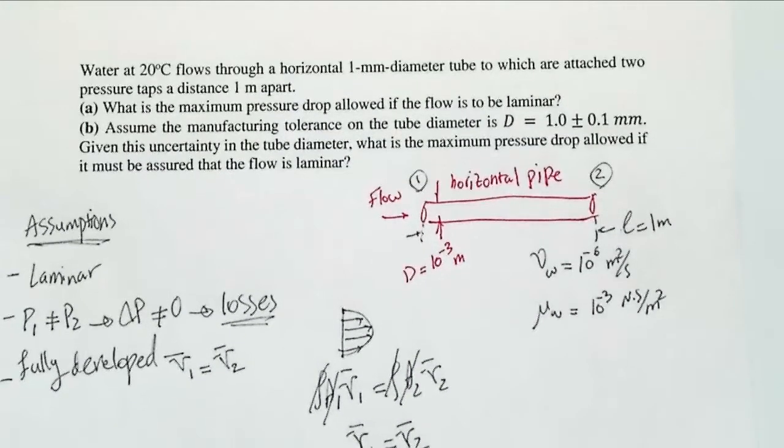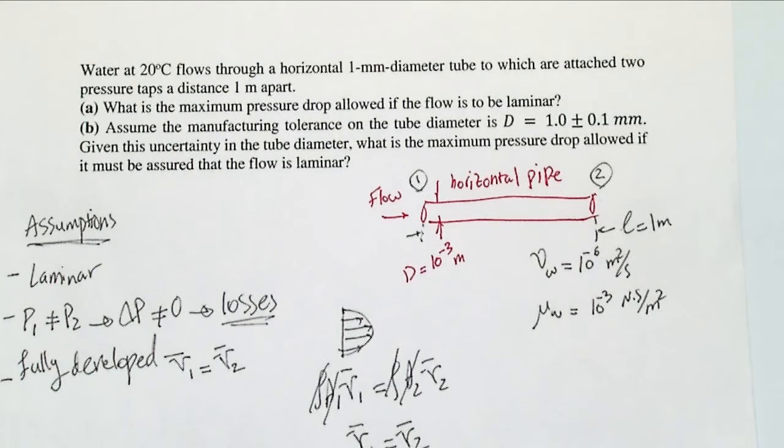asks you, assuming that you are taking care of a manufacturing pipe. In the manufacturing pipe, all the pipes are not similar. Sometimes you have a tolerance. Absolutely, in manufacturing you will have tolerance in the manufacturing process. So the diameter is not always exactly 1 millimeter. Sometimes it's 1 plus or minus 0.1, the tolerance that you have. So the tolerance could be 0.1 millimeter.